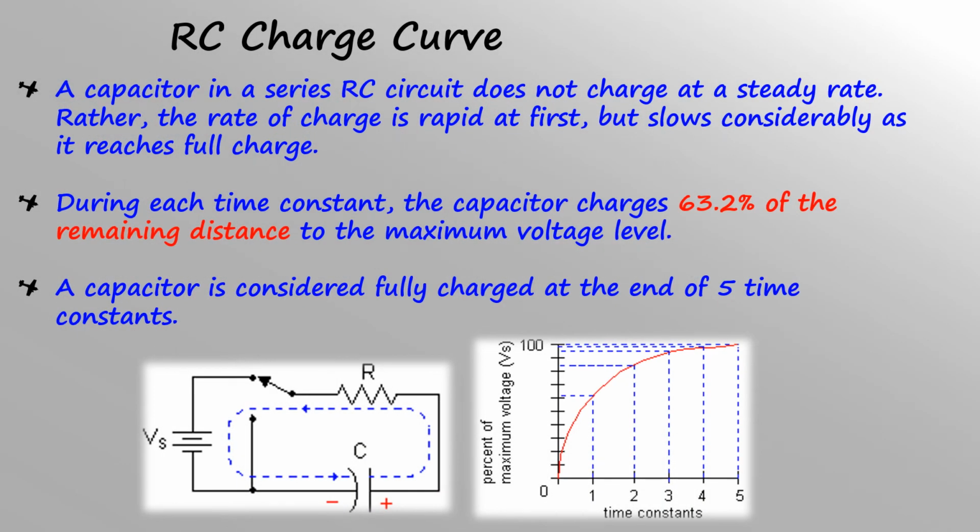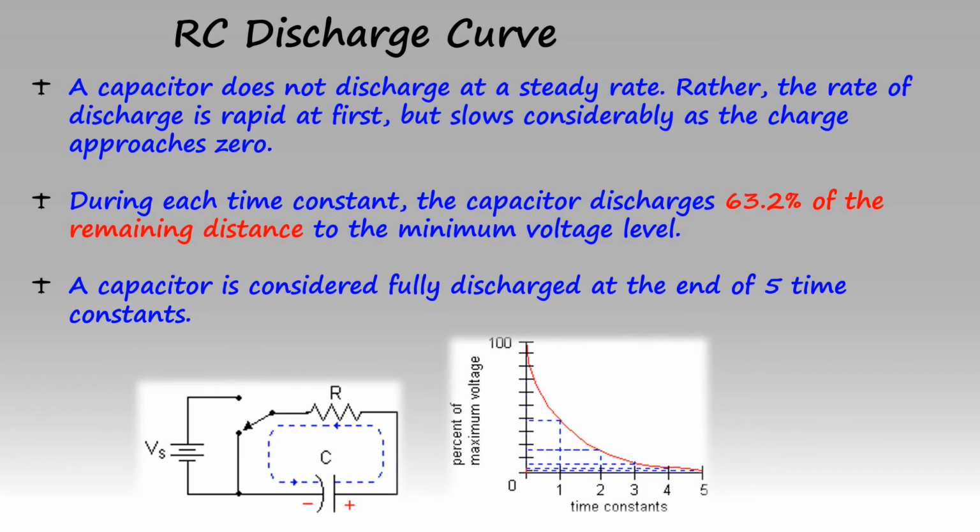Capacitors charge fairly rapidly, but they do not charge instantly, nor do they charge linearly. During each time constant, the capacitor charges 63.2% of the remaining distance to the maximum voltage level. A capacitor is considered fully charged at the end of 5 time constants. Capacitors discharge at the same rate they charge.